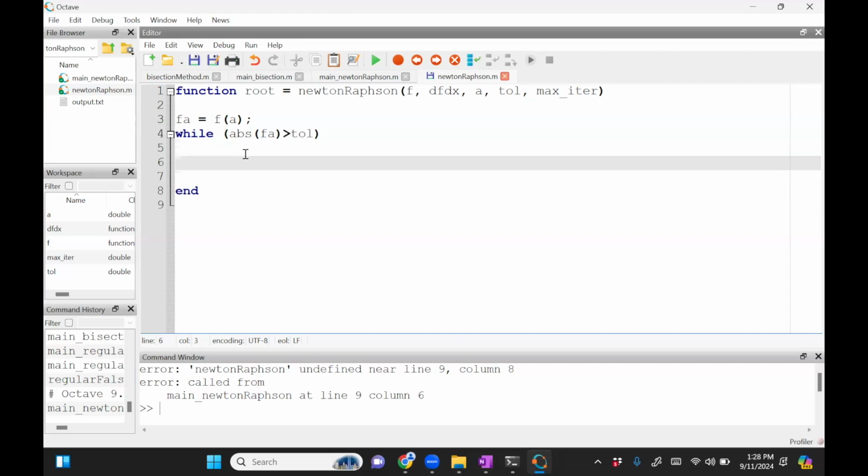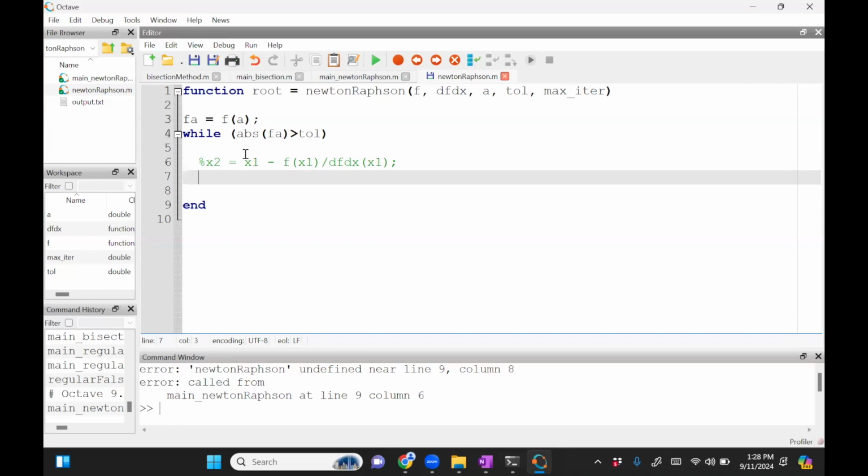Okay, so we got that. Now we know that there's an update. The update is something like x2 equals x1 minus f of x1 divided by df dx of x1, right? So let's write this. I'm going to use b, because there's a already, a minus f of a divided by df dx.